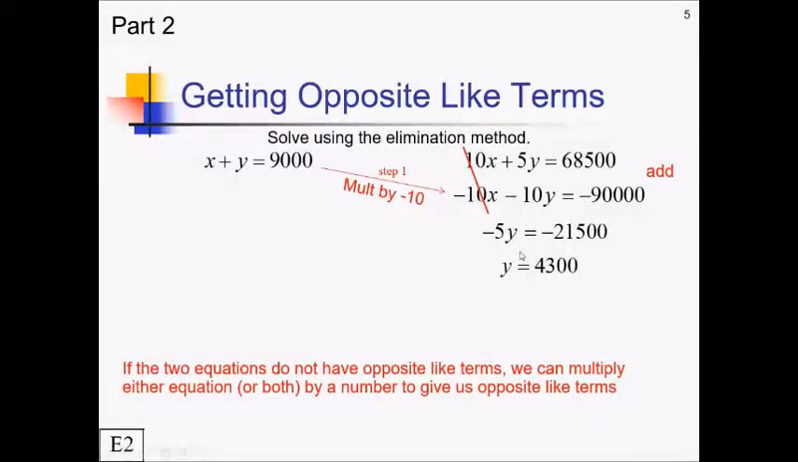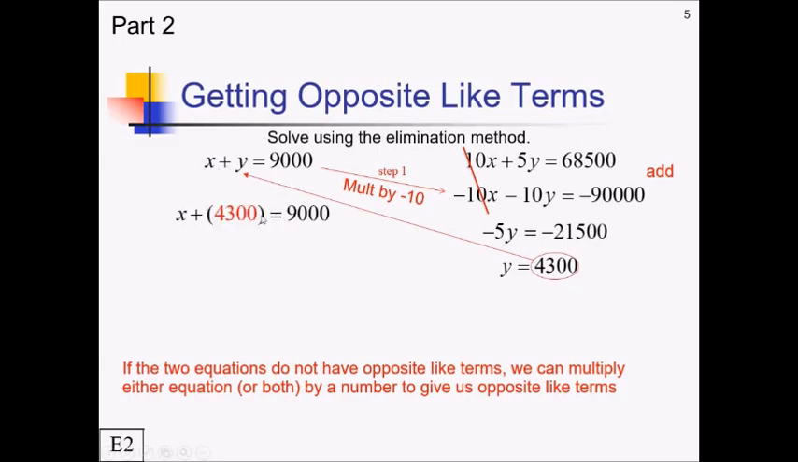And then plugging that back into this equation over here is probably going to work out a lot nicer. We have x plus 4,300 equals 9,000. And that one I can subtract without a calculator. That's going to be x equals 4,700. So then 4,700 comma 4,300 is our answer on this one. And this is also a good example of how the graphical method doesn't always work so well. This would be a lot tougher to do with a graph.